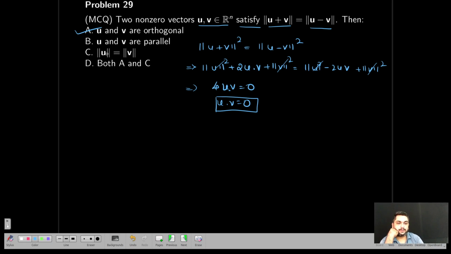So they are not parallel. They are saying the lengths of u and v are equal. They need not be equal. The lengths may or may not be equal. This is also not true. Both the other options are not true. So A is the answer.